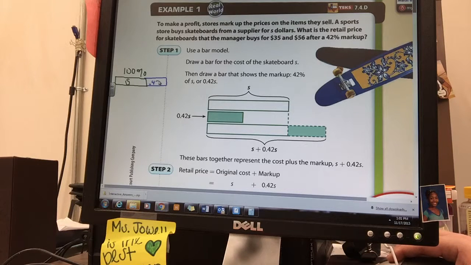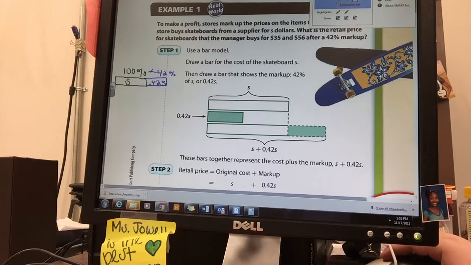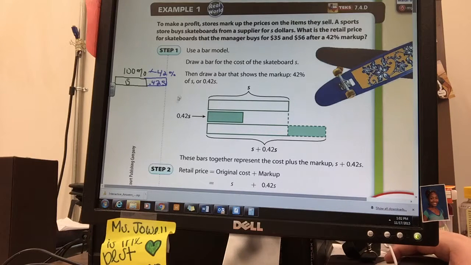And I can do that by 42 times S. We learned that in the last problem. 42 times S. Well, 42%, so I'm tacking on 42%, which is my blue. So when I sell this skateboard, or in the video game situation, it is selling in my store now for 142% of the original price.